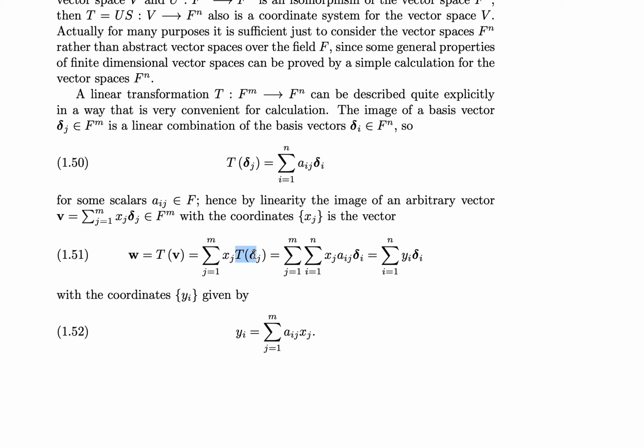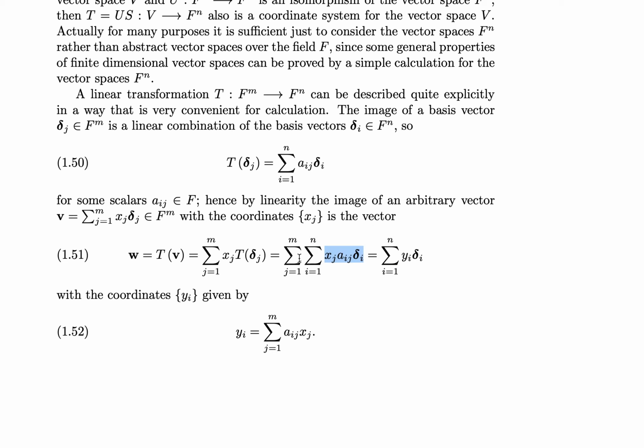Remember that each of these T delta_j terms is itself a sum that can be written in this way. I'm sorry, that's incorrect. You should put the x_j inside the transformation after you turn it into a sum. That is, there is a step where you have an x_j between these two sums, and then inside is a_ij delta_i, and then you move that x_j inside by using the properties of sums.